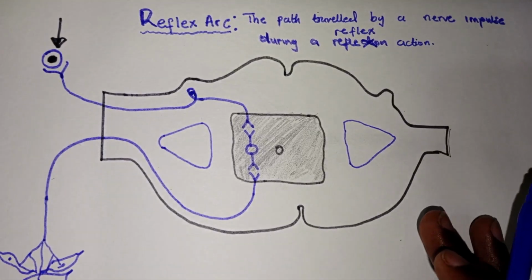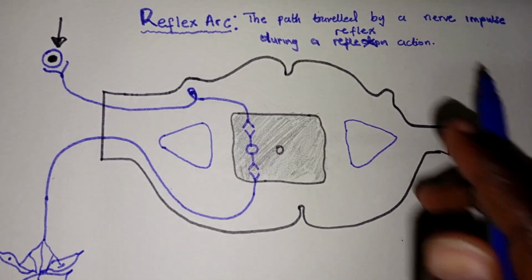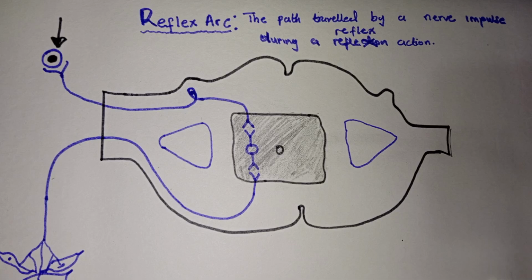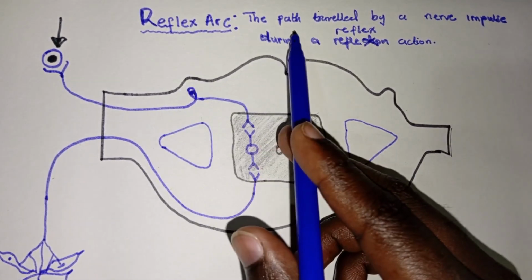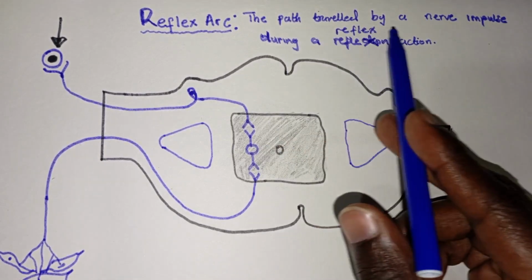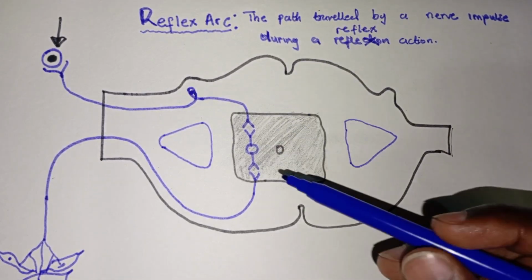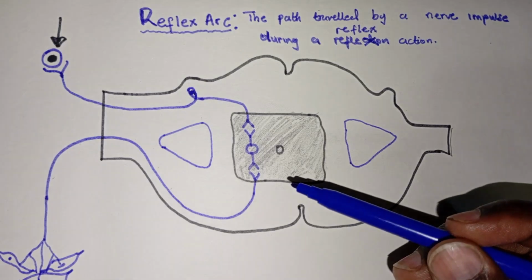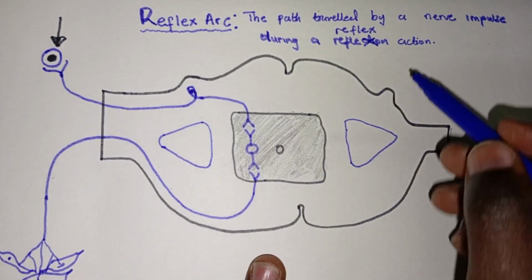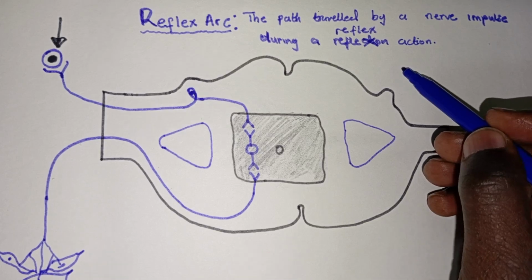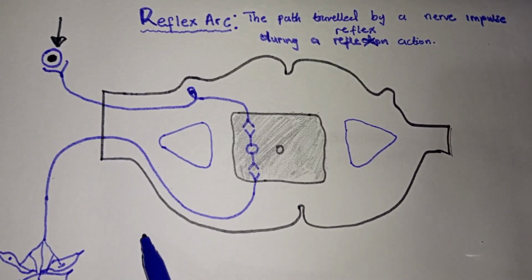This topic falls under coordination. So we're going to look at what we call a reflex arc. A reflex arc is simply a path traveled by a nerve impulse during a reflex action. So what is a reflex action?